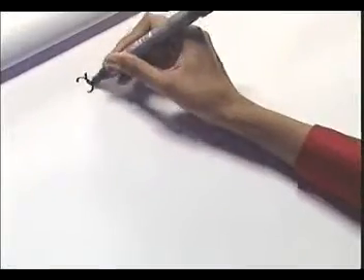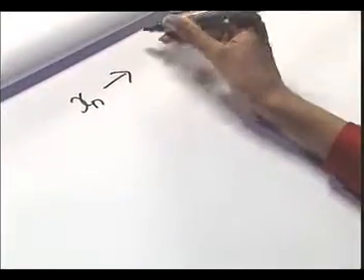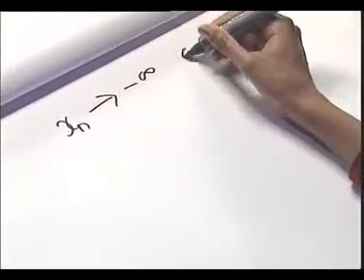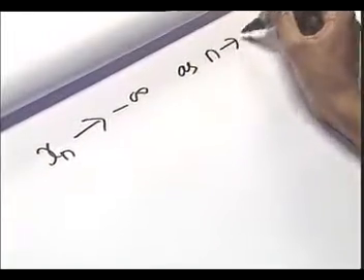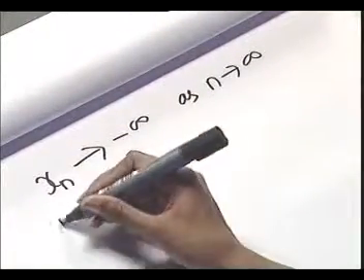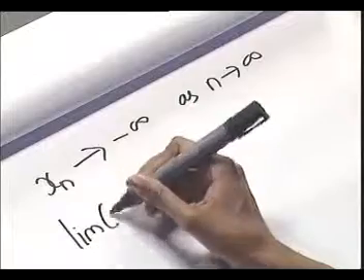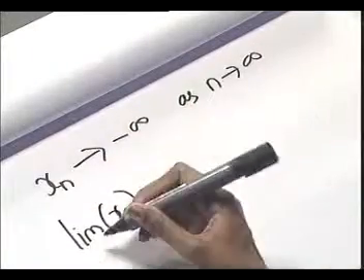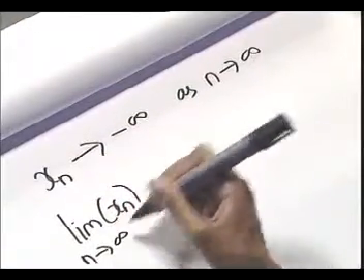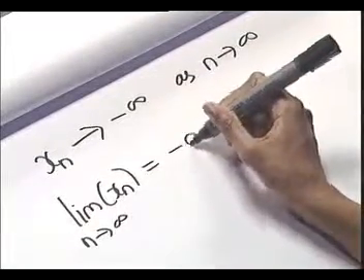If a sequence tends to minus infinity, we write it like this. We write xn arrow minus infinity as n tends to infinity, or the limit of xn as n tends to infinity equals minus infinity.